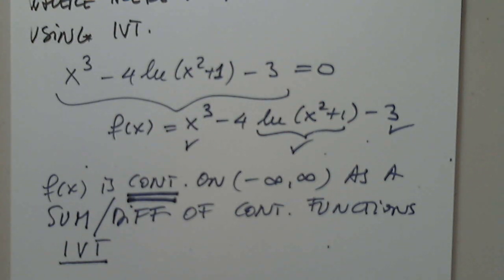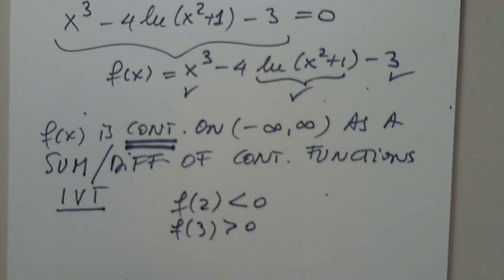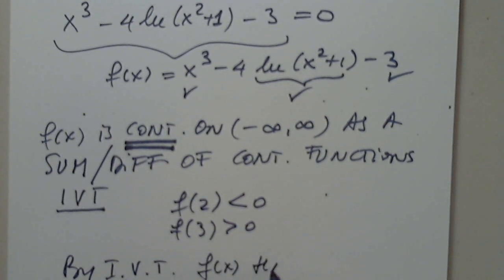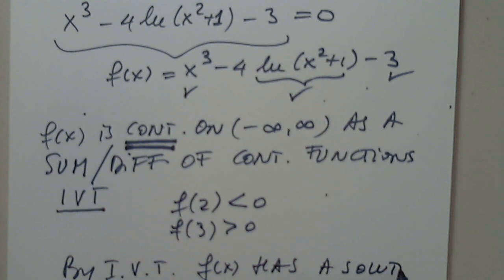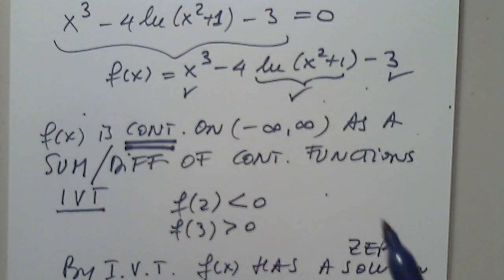But there is definitely a solution between 2 and 3 because the function is continuous and at 2 it is negative and at 3 it is positive. So I'm going to write f of 2 is negative. Don't even copy the number, it's not important. And f of 3 is positive. So by IVT, the equation has a solution, a 0.